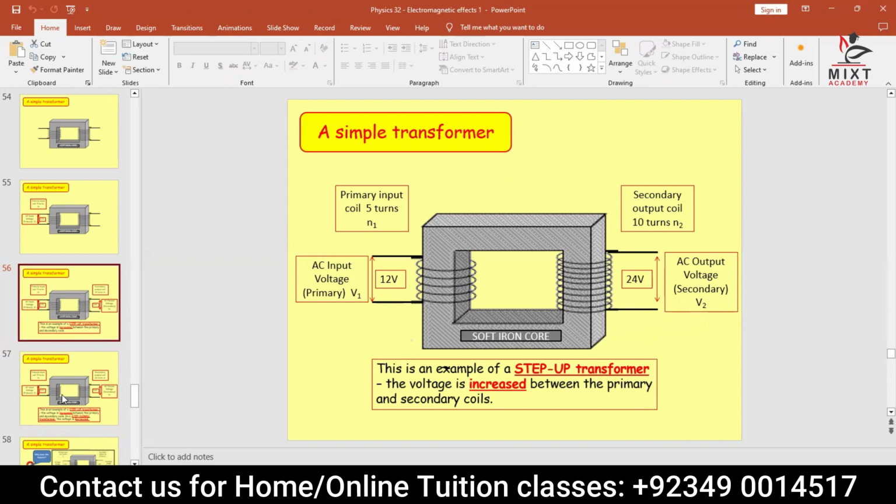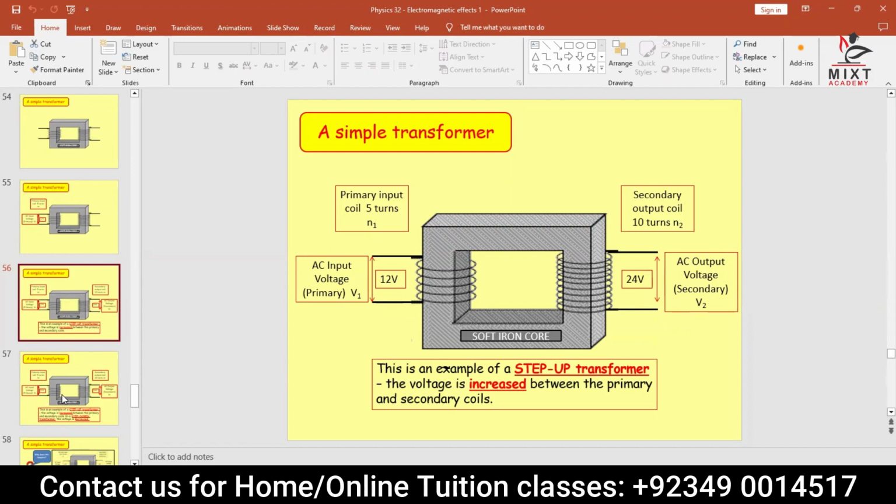Guys, right in front of you, it's written, it's an example of a step up transformer. How can you say that it's a step up transformer? Who will tell me? Remember that if you want your output to be more than the input, then the number of turns in the secondary coil must be greater than the number of turns in the primary coil. That type of transformer is called a step up transformer.